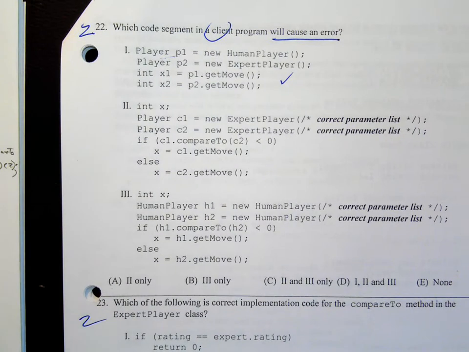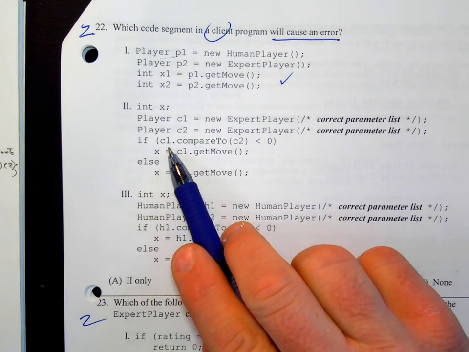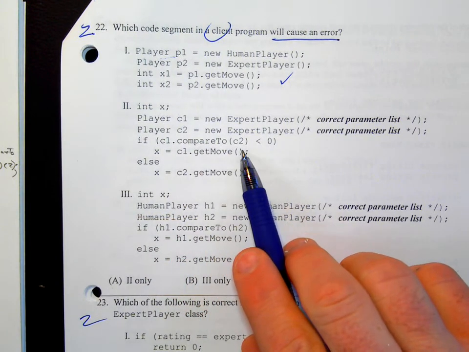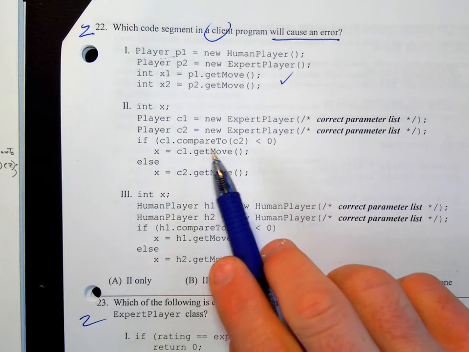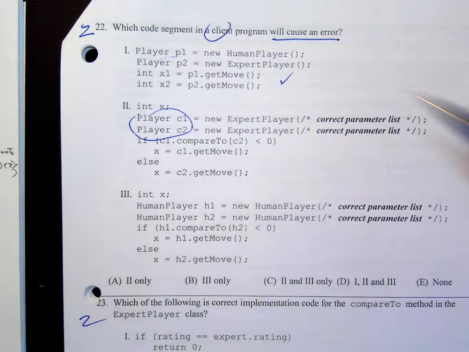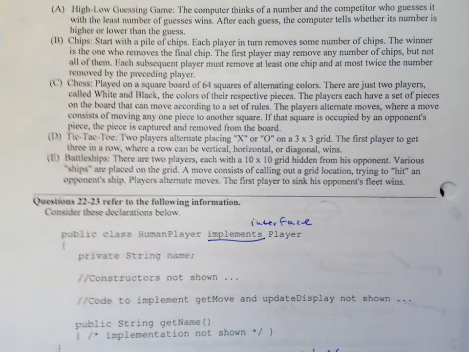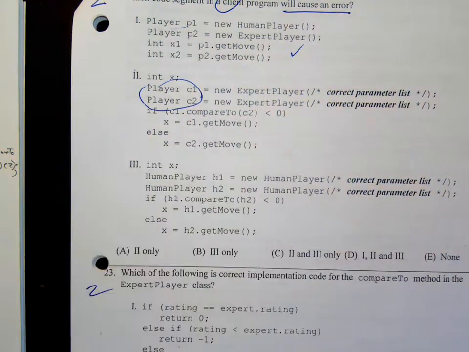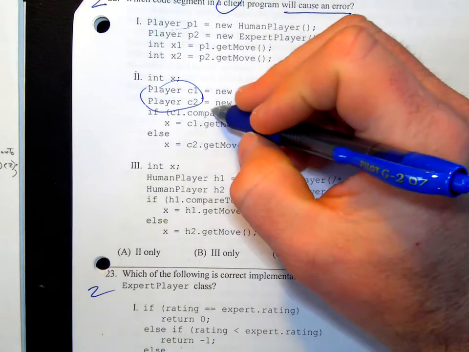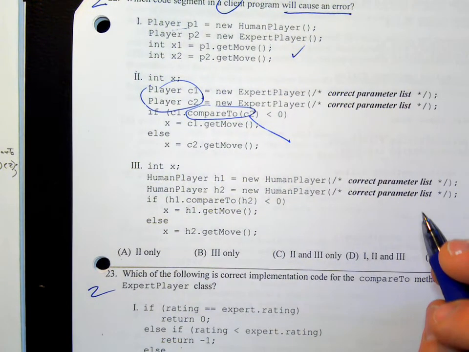The next one, we make two expert players of player reference, and it says if C1.compareTo(C2) is less than 0, so that's a compareTo method, then call get move. Now, the problem here is that these are player references, and compareTo was specifically a method in the expert player class. It wasn't listed in the interface, so Java's not going to be able to figure out what to call here.